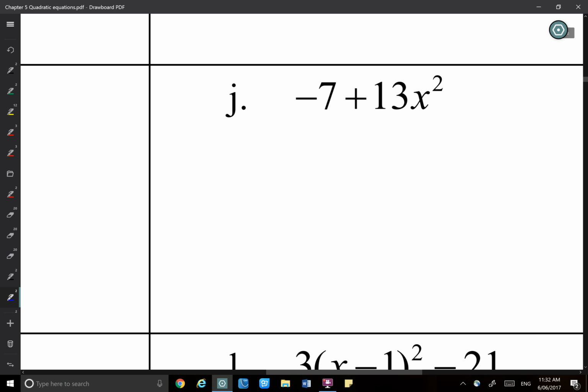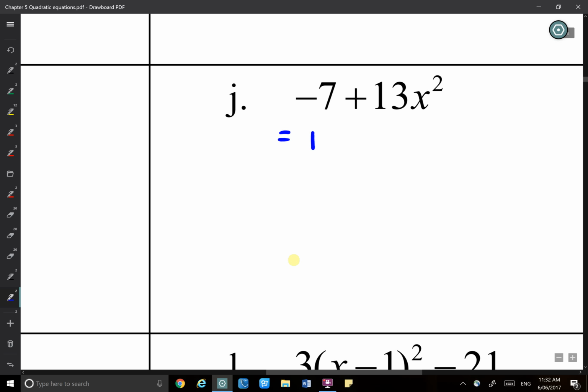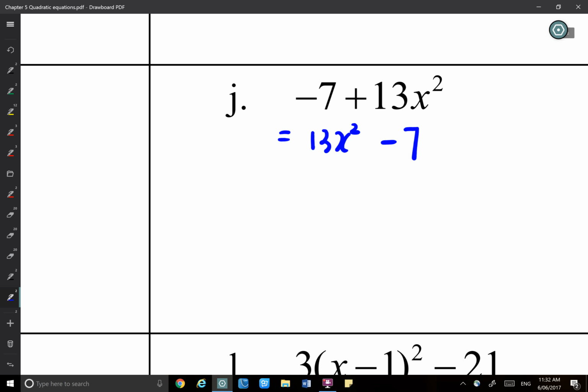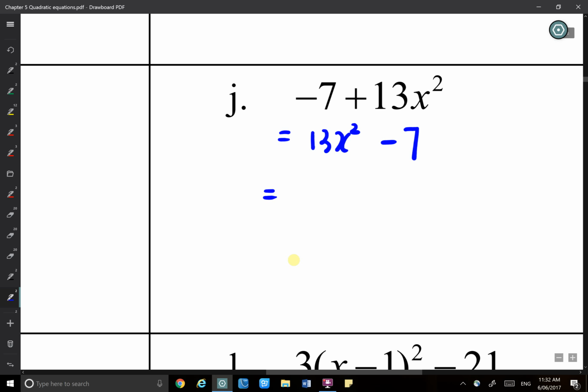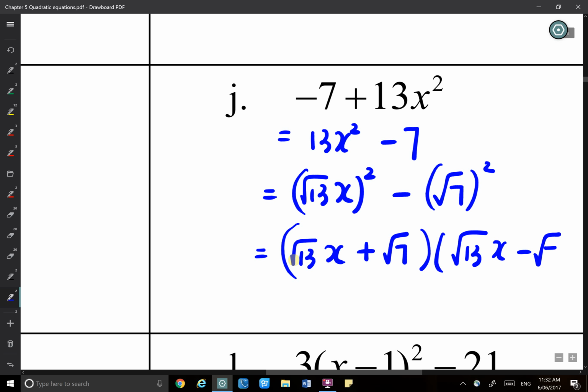Next one is the one that got the most problems. When they change the order, you can't see it. Actually, it will be 13x squared minus 7. I just swap them. Some square minus something. I want something minus something, then I want the whole thing squared. So square root 13x squared minus square root 7 squared. And I have square root 13x plus square root 7 and square root 13x minus square root 7.